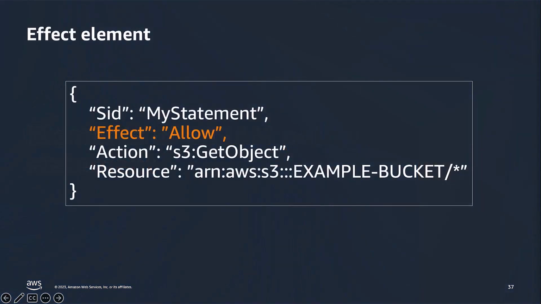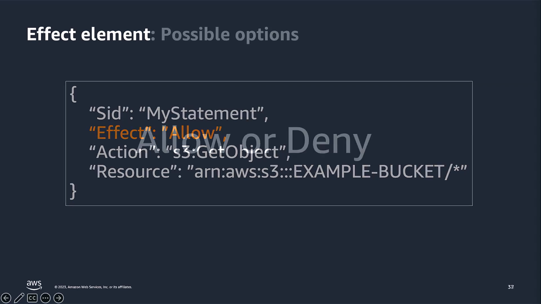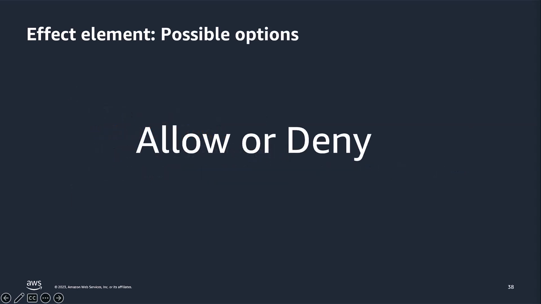Starting with the simplest element, the effect element. The effect element, as we mentioned, is a required element, and it specifies what the result of the matching statement is, as we just saw. Now, the reason it's the simplest element in an IAM policy is that there are only two options. It's either allow or deny. And remember, again, that a matching deny statement always overrides a matching allow statement.